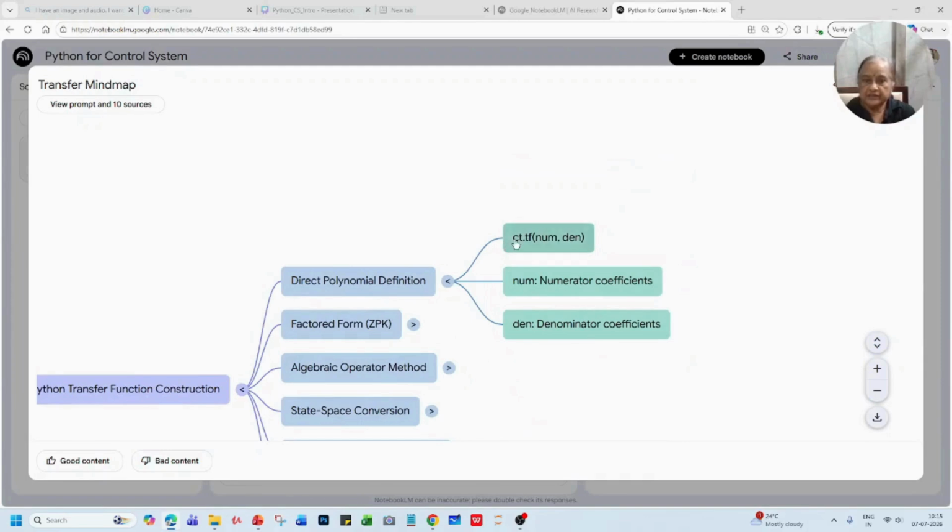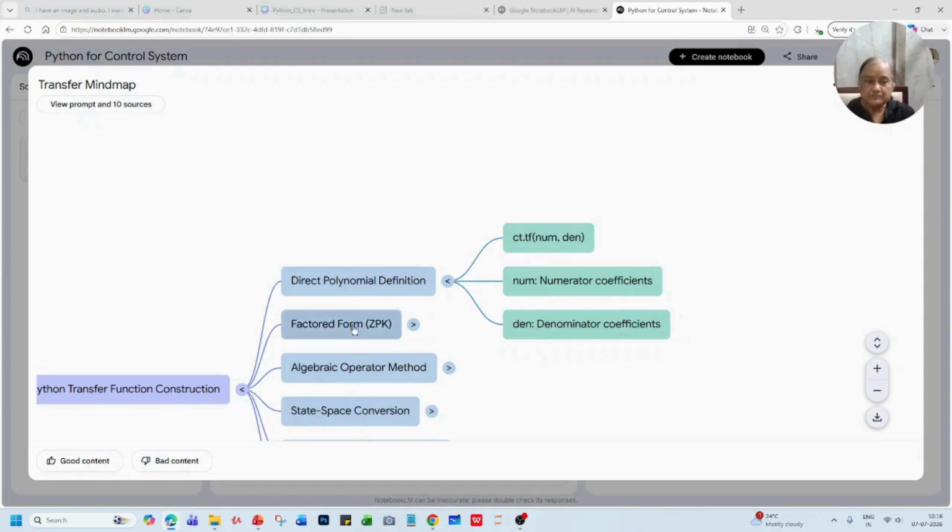So this will take the control from the control system library. The transfer function is taken as ct.tf by passing the numerator and denominator coefficients of the polynomial. If the transfer function is known as the ratio of polynomials in the numerator and denominator, their coefficients are organized in the form of an array and passed into this function from the control library, ct.tf. Here the numerator coefficients are defined by NUM and DEN represents the denominator coefficients.